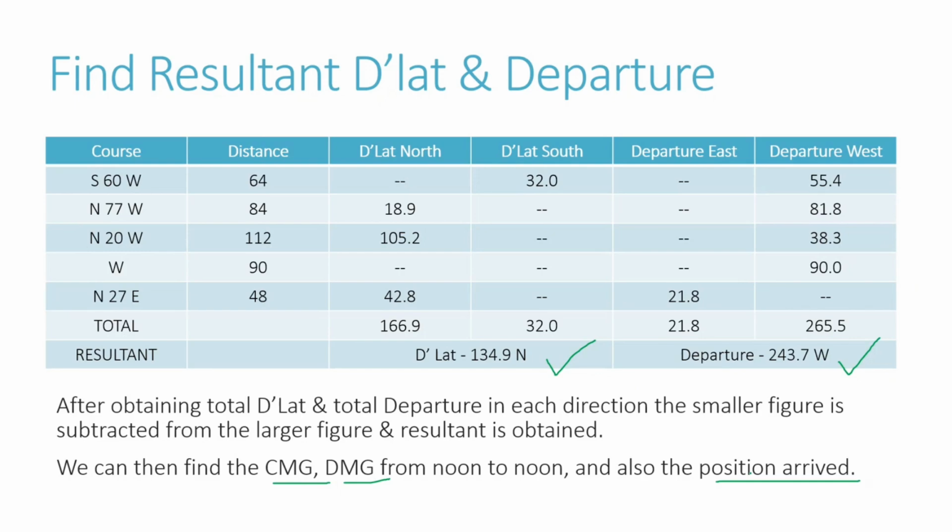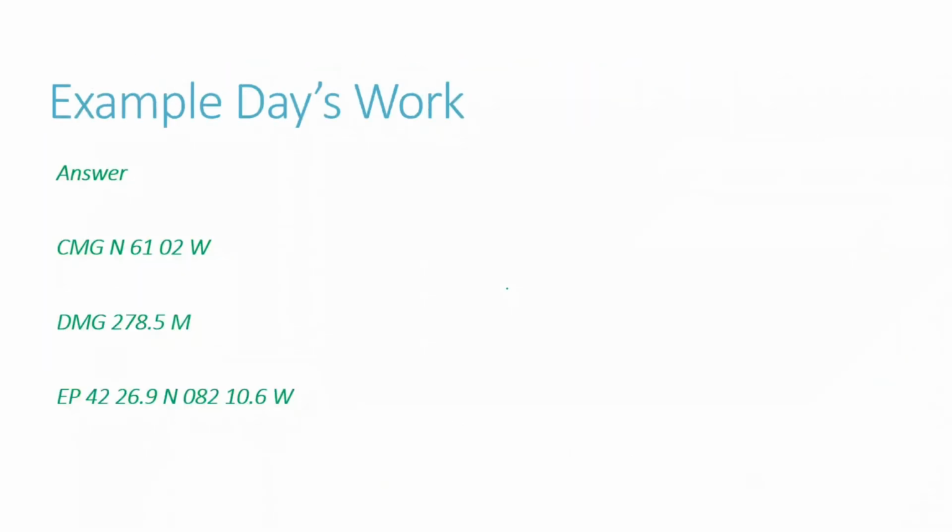Okay, so anyone did it beta? Sir, course... Got the latitude, sir. North 61 degrees 02 minutes. Yeah, west. Correct sir. Distance made good 278.5. This is the position arrived.